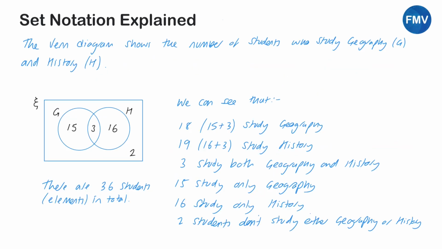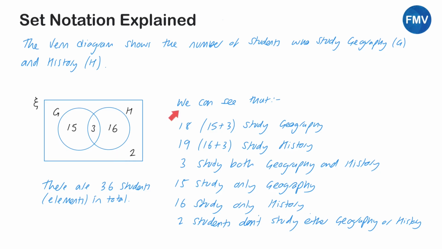So we'll just do a quick look at a Venn diagram here, and in the next video we'll do those in more detail. So this Venn diagram shows the number of students who study geography, G, and history, H. We have got a total number of students here studying geography and a total number of students here studying history. We've also got this number 2 here. All of these elements include people who study geography, people who study history, and people who don't study either. And that's where that 2 comes in. So there are 2 people that don't study history or geography.